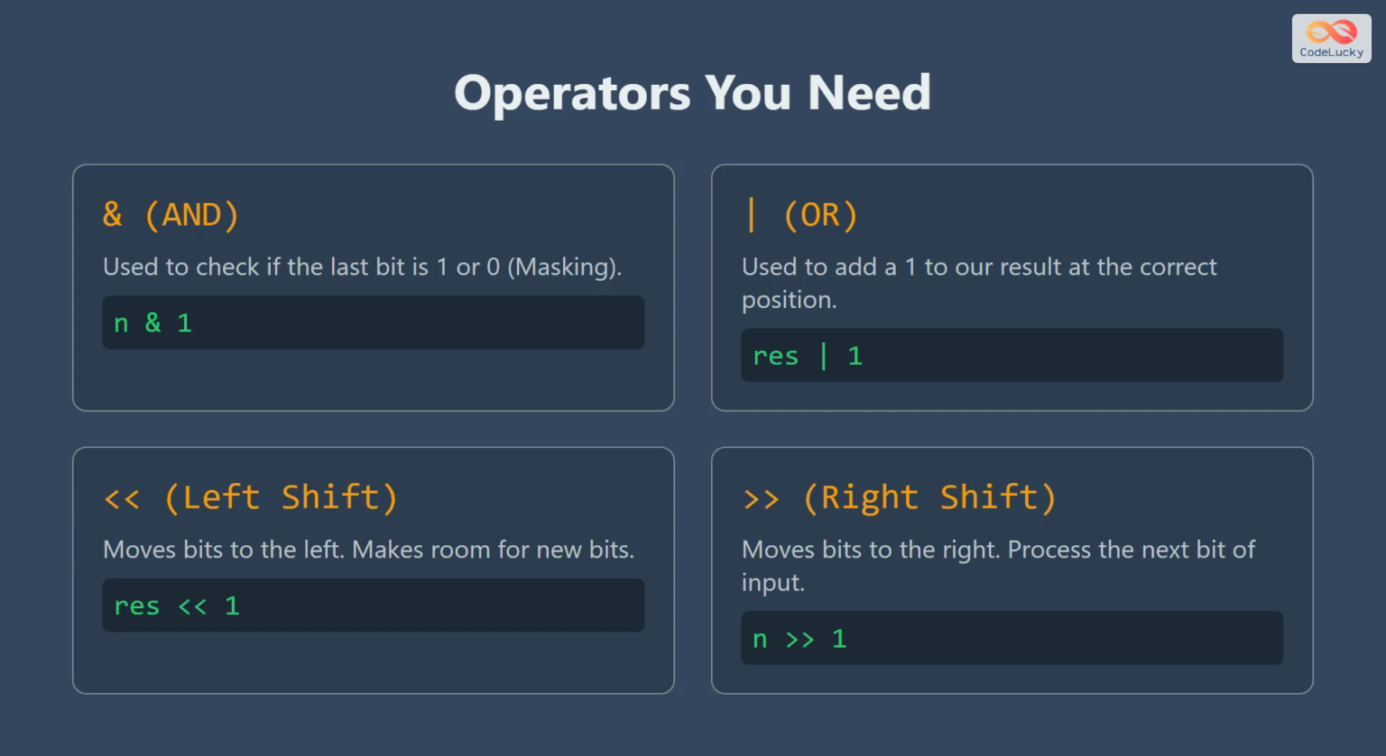To do this efficiently, we need 4 bitwise operators. We use AND to check if a bit is 1 or 0. We use OR to set a bit in our result. We use left shift to move bits to the left, effectively multiplying by 2. And we use right shift to move bits to the right, effectively dividing by 2.